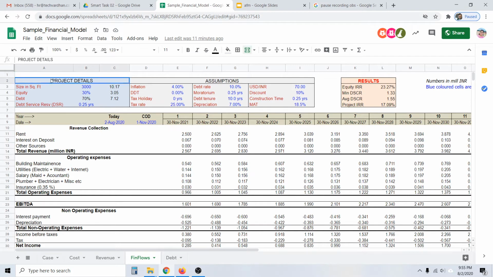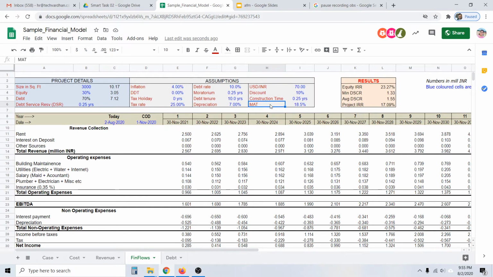This first box is the project details, details about the square foot. This is the total amount of the cost. Equity 30%, debt 70%. Debt service reserve 0.25 years means 3 months of the rent should be reserved in the debt service account. You cannot withdraw any money unless 3 months of the rent is there. Now let's talk about the assumptions.